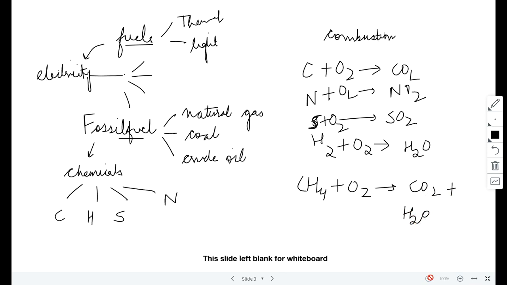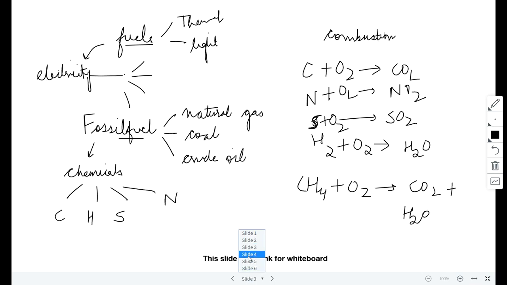You have to balance the equations always. Is this clear to you? Do you want to take the screenshot? Okay, I'm taking the screenshot.